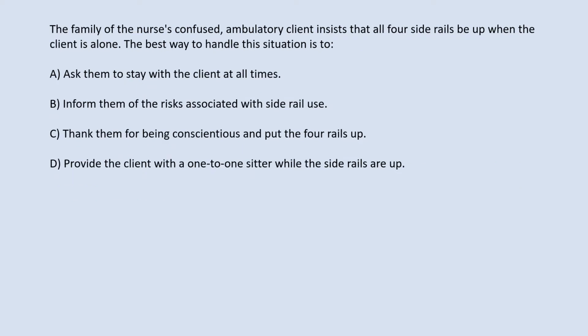The family of the confused, ambulatory client insists that all 4 side rails be up when the client is alone. The best way to handle this situation is to: A. Ask them to stay with the client at all times. B. Inform them of the risks associated with side rail use. C. Thank them for being conscientious and put the 4 rails up. D. Provide the client with a 1-to-1 sitter while the side rails are up.